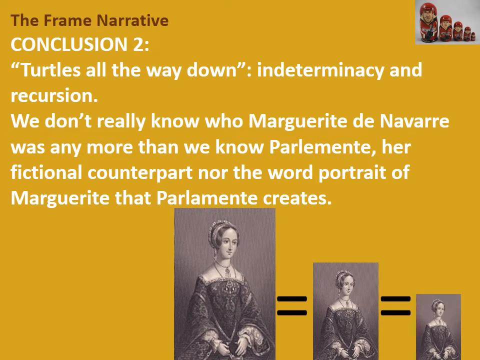Conclusion 2. Turtles all the way down, or indeterminacy and recursion. Turtles all the way down refers to a folktale, I think from the Pacific Islands. The world lies on the back of a giant turtle, and someone asked the person telling this myth, well, what's underneath the turtle? Like, okay, if the world rests on a giant turtle, what's underneath the turtle? And the answer was, well, it's more turtles. And then after that, it's just turtles all the way down. That's called recursion. Recursion is also called an infinite regress.